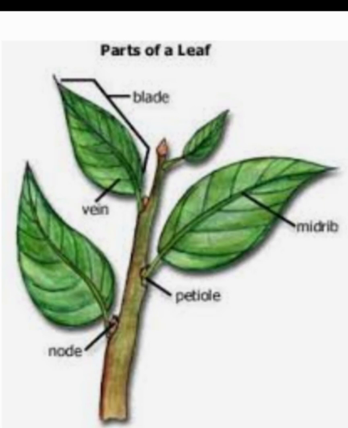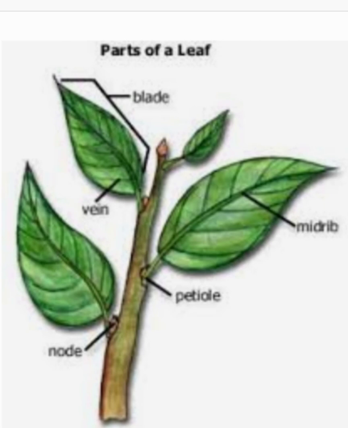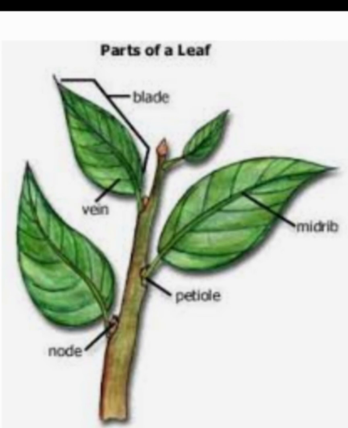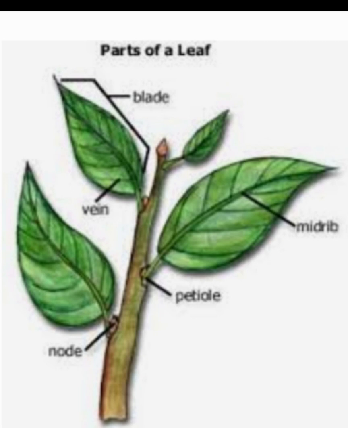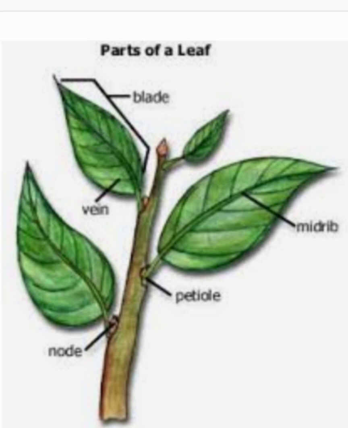The arrangement of veins in the leaf blade is called venation. Petiole. Petiole is the stalk that connects the leaf blade with the stem. Stomata are teeny openings present on a leaf.